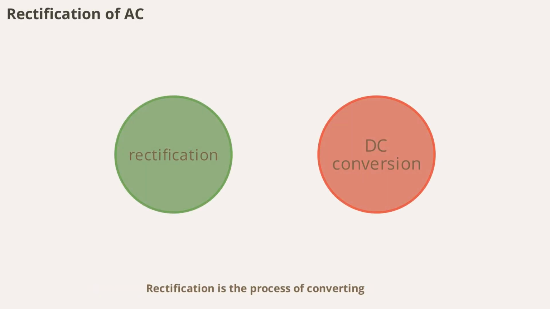Rectification is the process of converting AC to DC using devices called rectifiers. This is essential for powering electronic devices that require direct current. Rectifiers can be half-wave or full-wave, depending on how much of the AC waveform they convert. Understanding rectification is key for designing power supplies and for understanding how AC can be adapted for different uses.